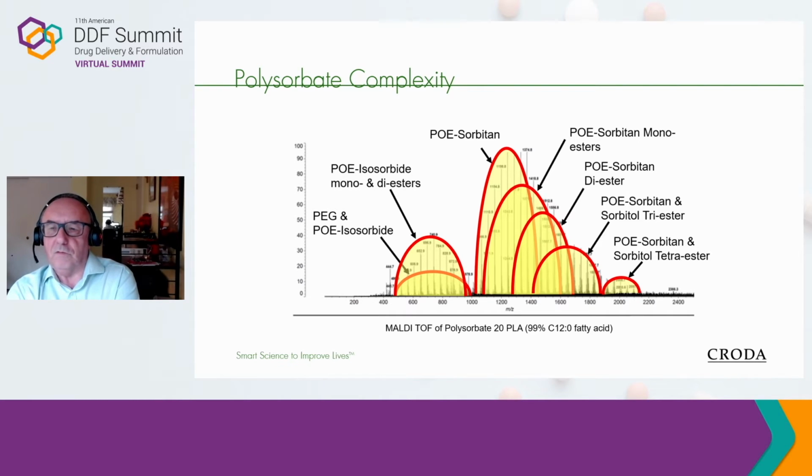Regarding the major species and looking at the MALDI spectra on the slide, we can see all the major components residing across the molecular weight range. Each region highlighted on the slide is essentially a Gaussian distribution of polyoxyethylene chain length, apologies, which is an additional aspect of complexity in the polysorbate.